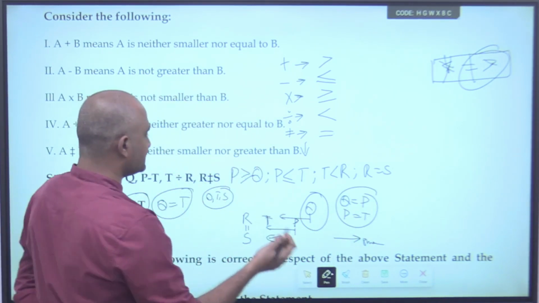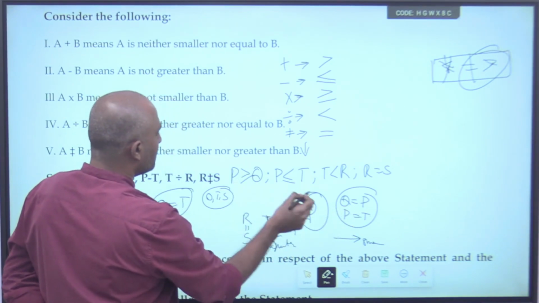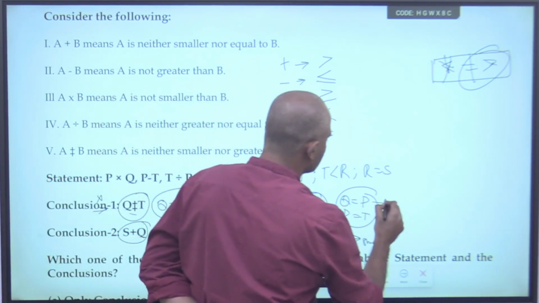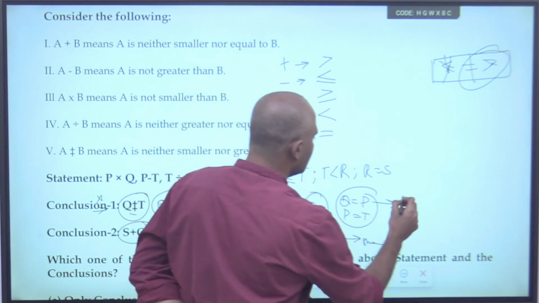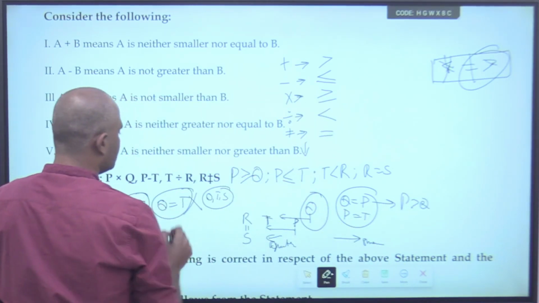But there are chances, because it is not only one thing that is associated. P is greater than or equal to Q. So, there is a possibility that P is greater than Q. So, this does not stand.